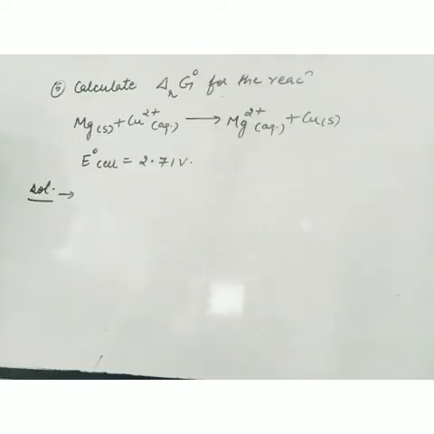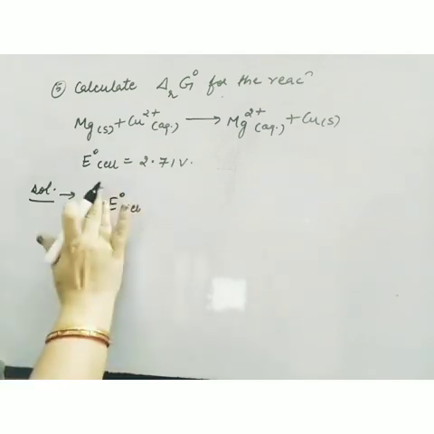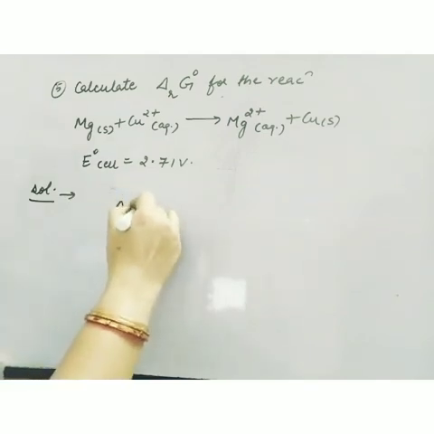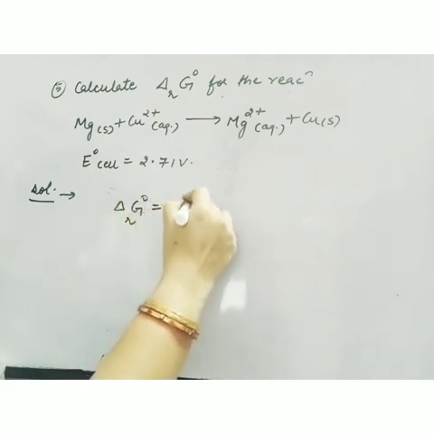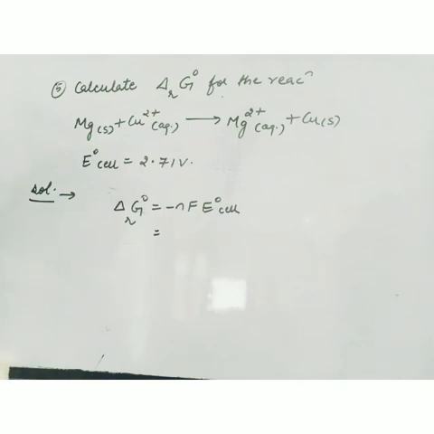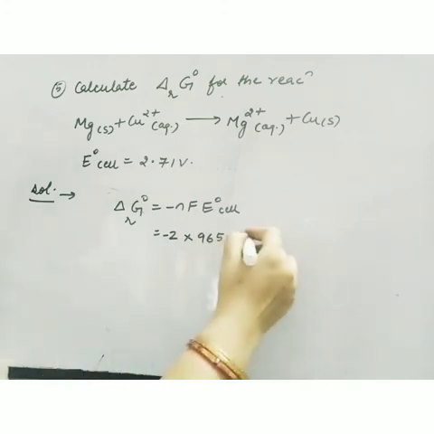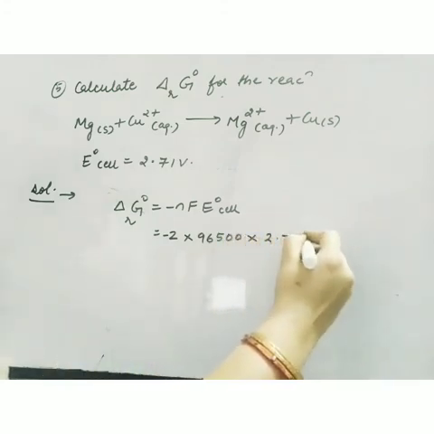Now the next question is calculate delta Gr0 for the reaction, that is Gibbs free energy we have to calculate, and E0 cell is given to us. So this is a direct formula based question. So we'll write the formula: delta Gr0 is equal to minus nFE0 cell. Now what is n here? Now look at the charges. It is 2. Faraday constant we know it is 96,500 coulombs, and E0 cell is 2.71 volts.